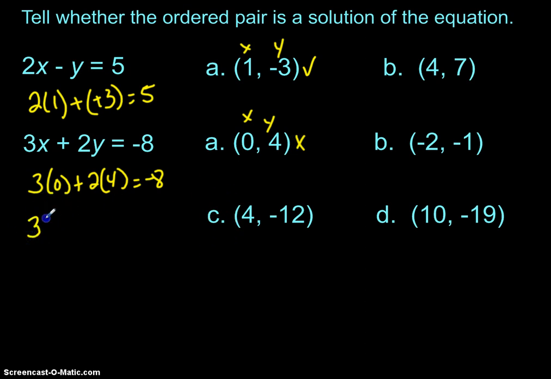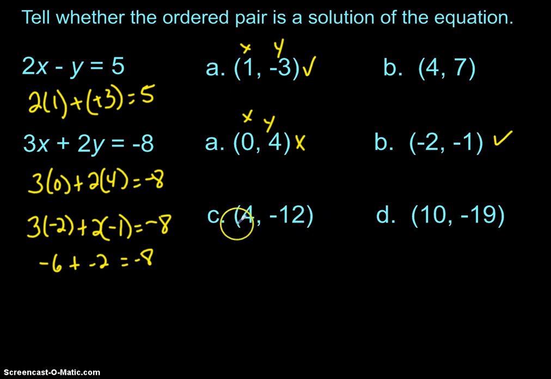Let's do letter B. Let's plug in -2 for x, and let's plug in -1 for y. Again, we're just substituting. We're going to see if that equals -8. So this is -6 plus -2. Does that equal -8? Yes, it does. So this is a solution.